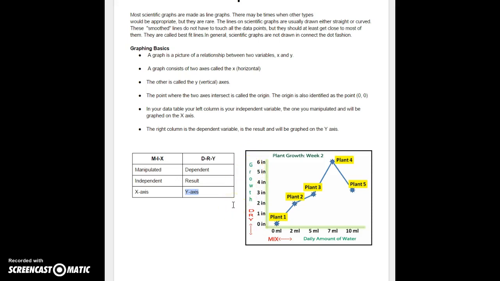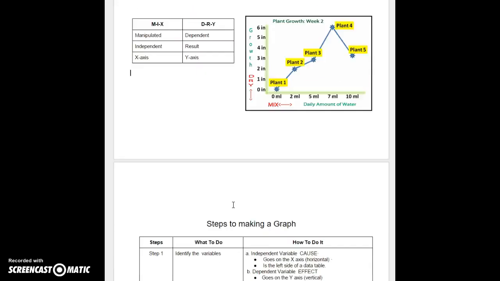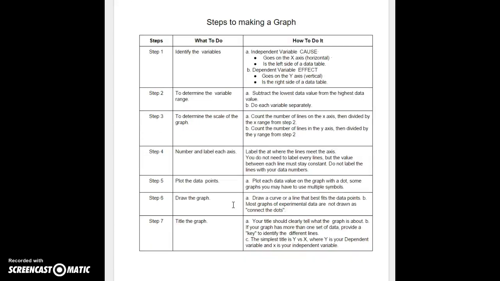One of the first exercises we worked on in class was making sure that we could build graphs. And I came up with these 7 steps that you guys should follow to make a good graph. First thing we need to do is make sure that we can identify variables. And that's going to go back to our DRY MIX, remembering that the left column of the data table is going to be your x-axis. The right column or columns will be your y.